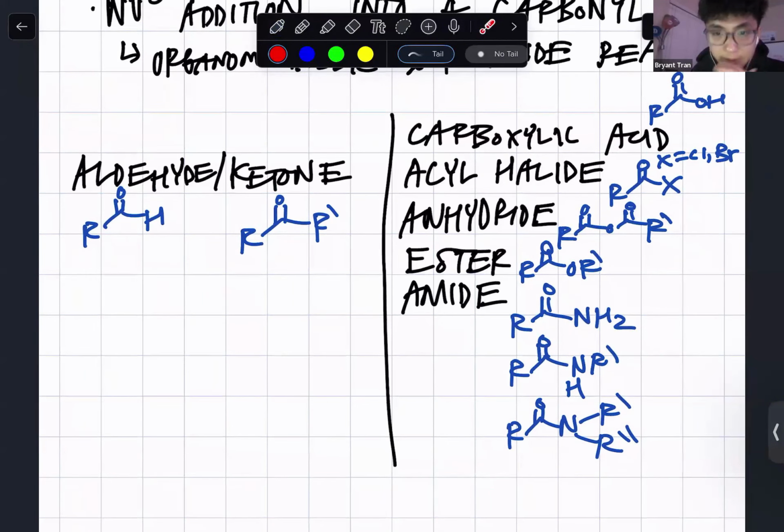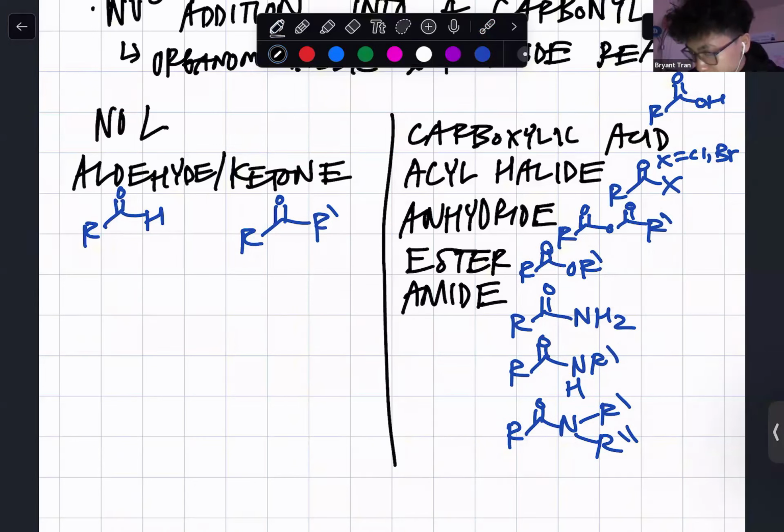All right. So the biggest difference between these two categories of carbonyls is that the one on the left has no leaving group. I want to abbreviate leaving group as LG: no LG. The one on the right has a leaving group, LG. And I'm going to circle that leaving group in red.